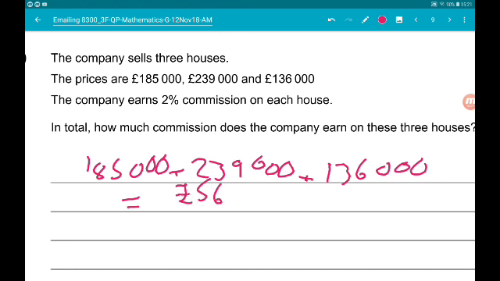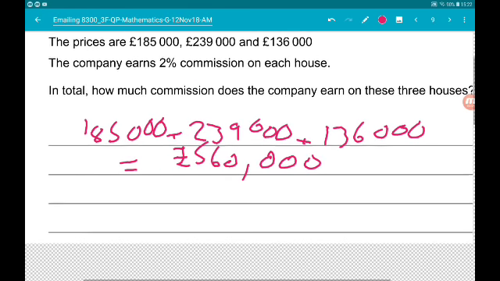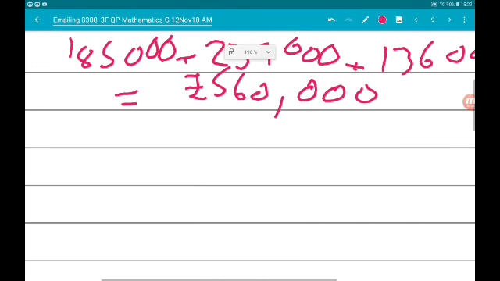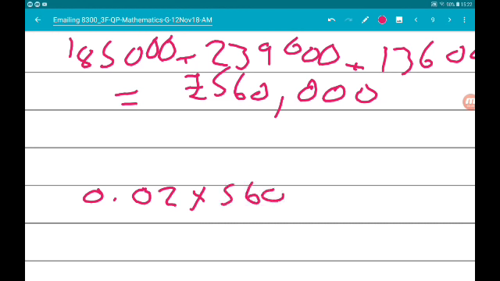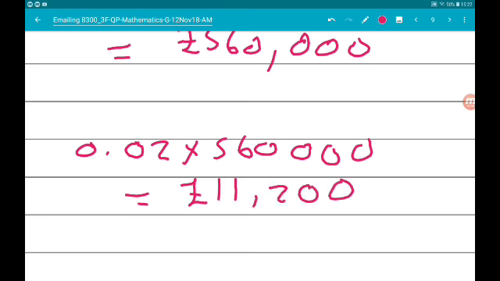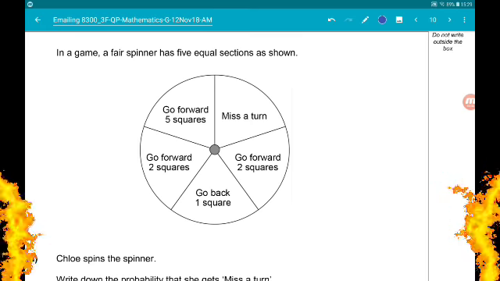So we now need to work out 2% of that. So the way that I would do this is just to do 0.02 times 560,000, and that will give you 11,200 pounds. Cool. Okay, question 10.